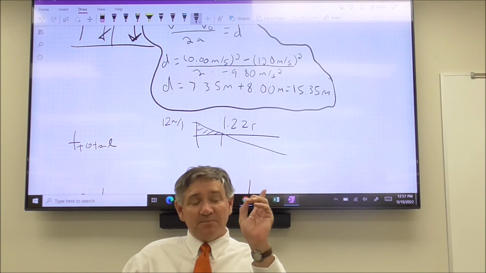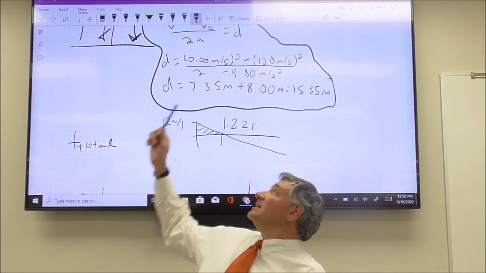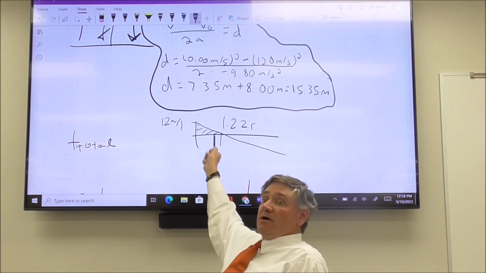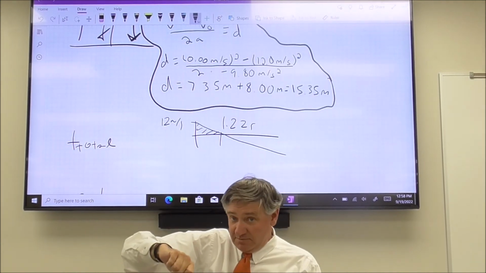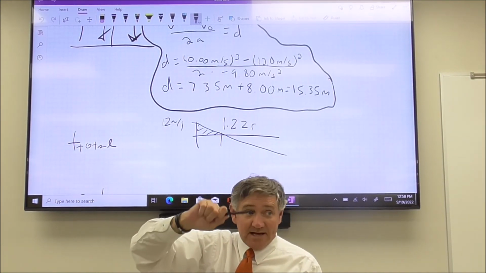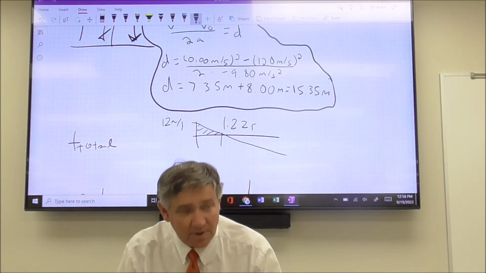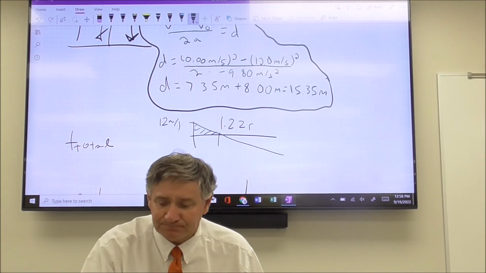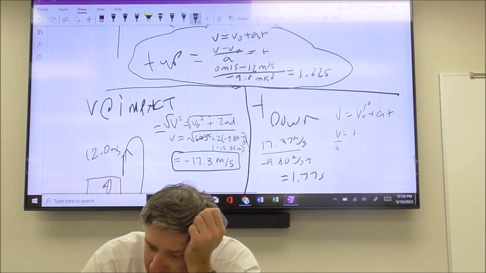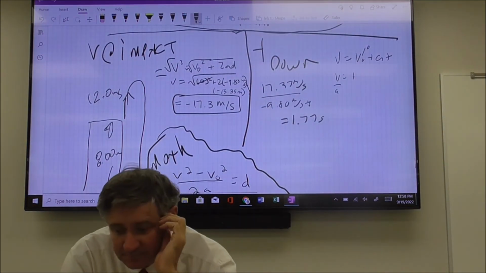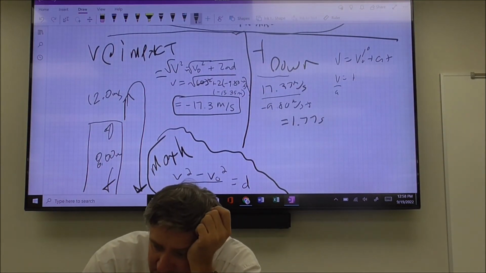But here's the only potential glitch, is that if that time is wrong, then that maximum height is going to be wrong, okay? That's the only potential thing that could go wrong. Either way, you're going to get the same answer, okay? Now, time down. There's 2 different ways you can do the time down.